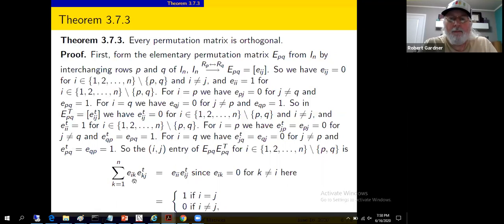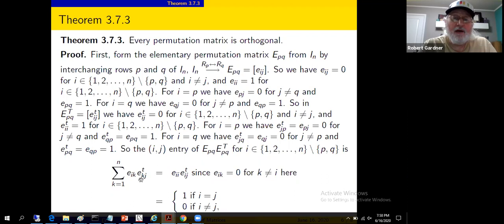But if we're looking at I, something other than P and Q, I have to break it up into cases. If I is something other than P and Q, then these E sub IKs are going to be zeros, except when k equals I. So we get E sub IK equals 0 for k not equal to I. So we drop all of these except for the one where k equals I, to give us an E sub II and an E sub IJ super T.